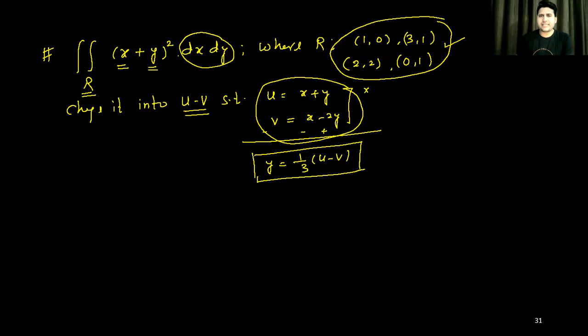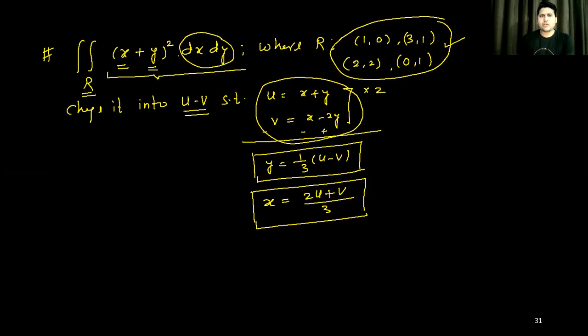So I should multiply this equation by 2 and add them. So this will be what? 2u plus v. So x will be, 2 plus 1, 3x, that is (2u plus v) over 3. I just evaluated x and y from the given transformation to reduce it into the new set of variables. Now, for changing this set of variables x, y to u, v, I also need the value of the Jacobian.